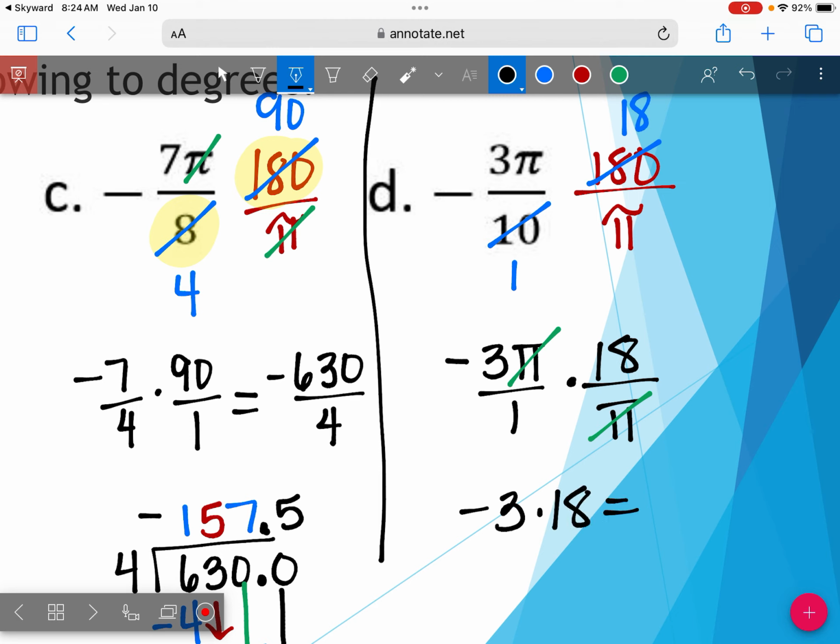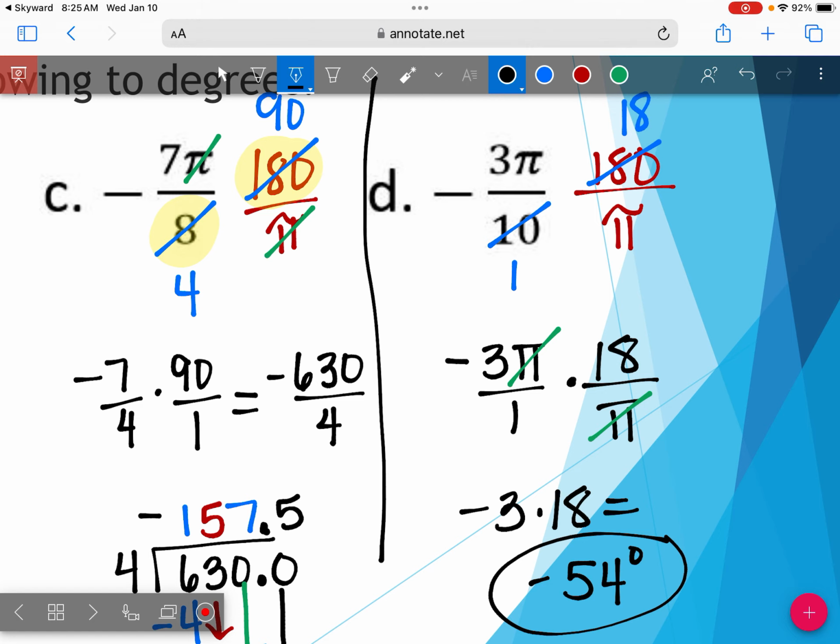Take a minute, see what you get. Hard. That's a rough class. Who got negative 54 degrees? All right, any questions about how to convert radians to degrees or degrees to radians?